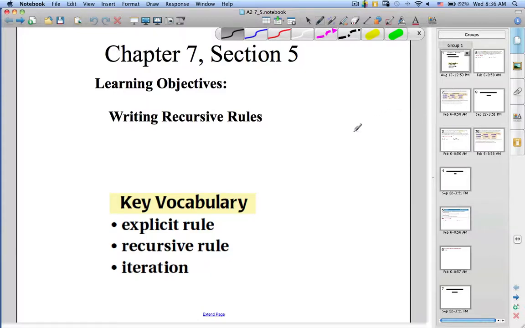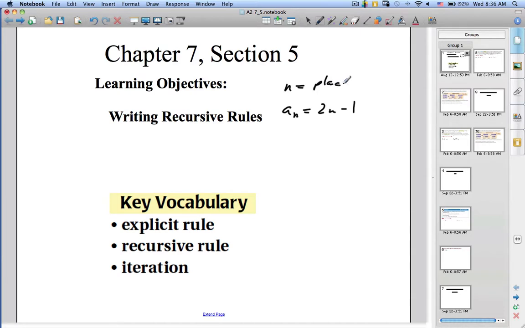In section 7.5, we're going to finish our chapter by working on writing recursive rules. Recursive rules are different from explicit rules in that an explicit rule, something like a sub n is equal to 2n minus 1, allows me to find any term based on knowing its place within the sequence. So the value of n is a term's place in the sequence.